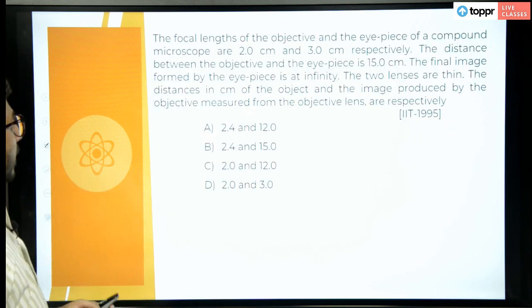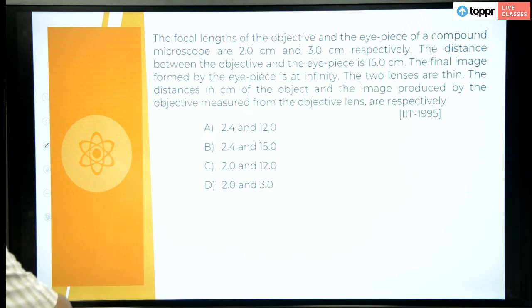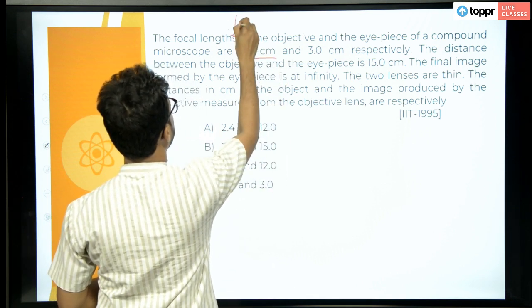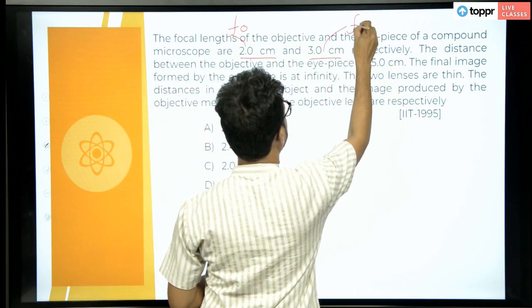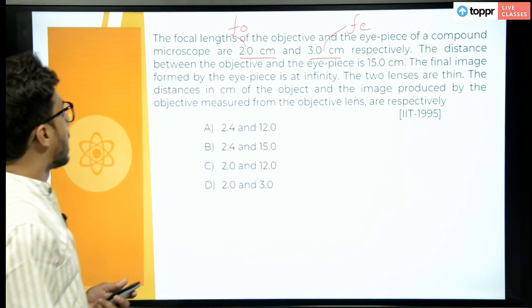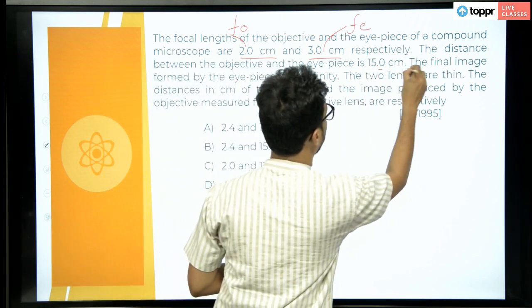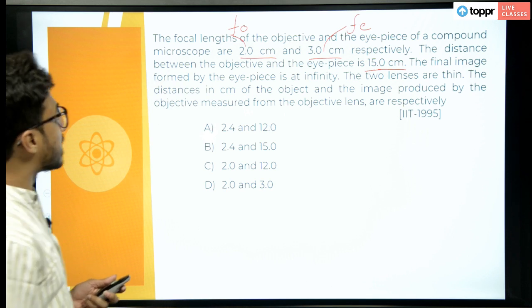Okay. Now, this is a question from optical instruments. Let us read it. The focal lengths of the objective and the eyepiece of a compound microscope are 2 centimeter and 3 centimeter. So, we can write this is FO for the objective and this is FE for the eyepiece. The distance between the objective and the eyepiece is 15 centimeter. The final image formed by the eyepiece is at infinity.